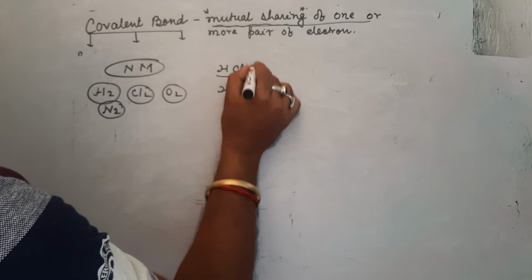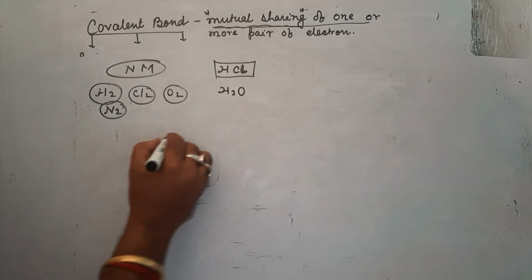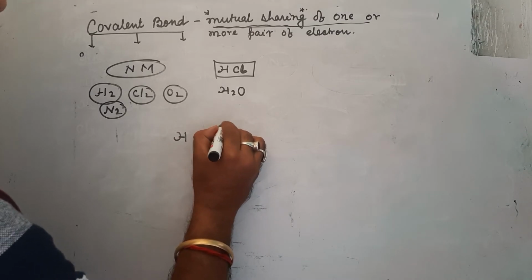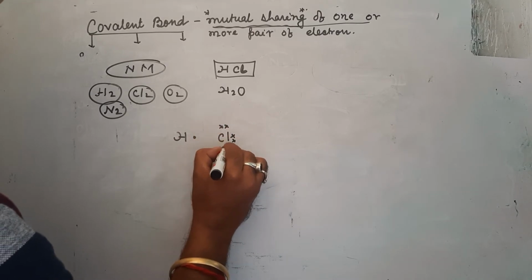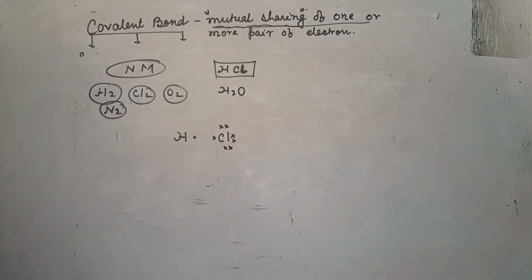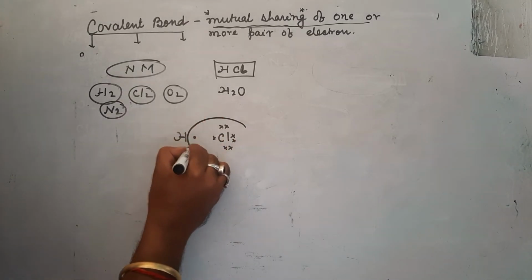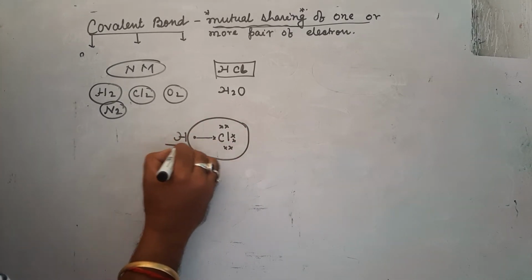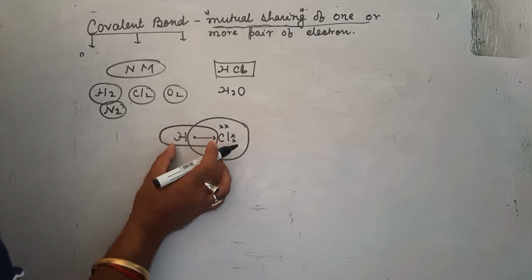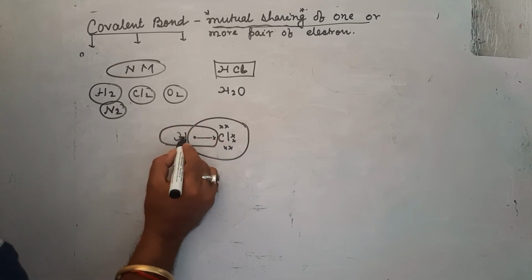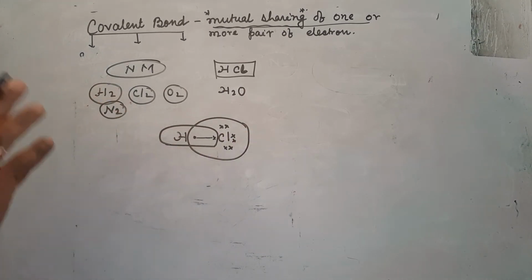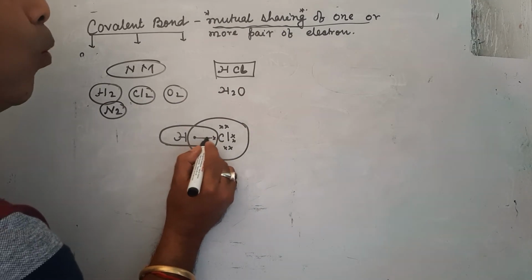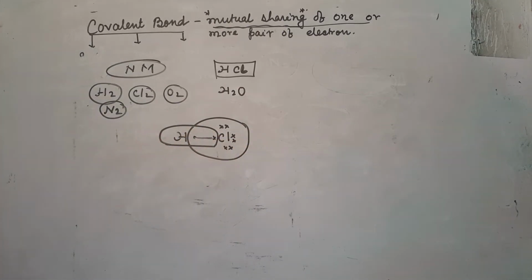So HCl: is it single covalent or double covalent? Hydrogen has only one electron. Chlorine has 1, 2, 3, 4, 5, 6 and 7. Chlorine needs 1 to complete its octet, so it shares and completes 8, and hydrogen needs 2 for its duplet, so hydrogen also completes. So hydrogen completes its duplet and chlorine completes its octet, and they are stable now. By sharing one pair of electrons, HCl is a single covalent bond.